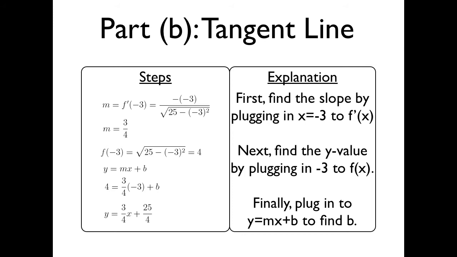In the next step, I find the y value. Where it has f of negative 3, I'm going to find the y value at negative 3. So I just plug that back into f, and I get 4.